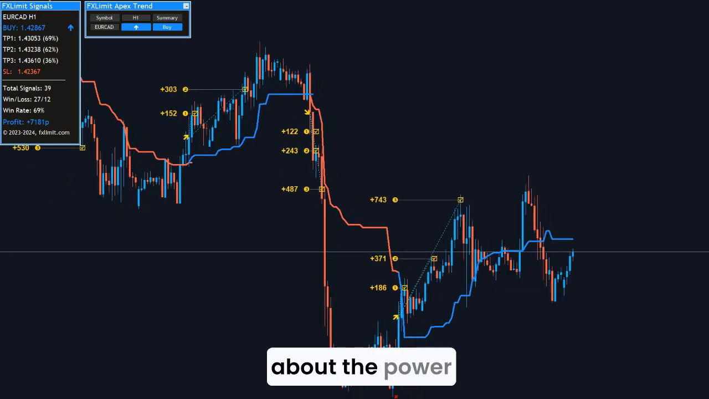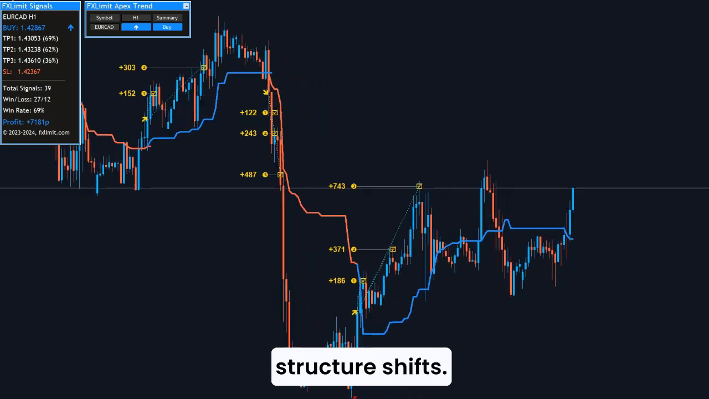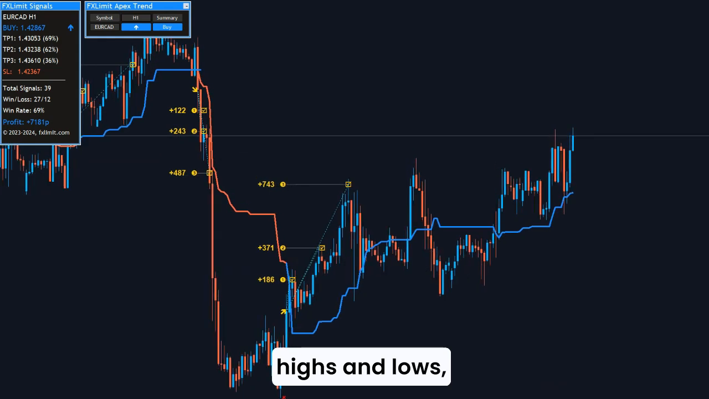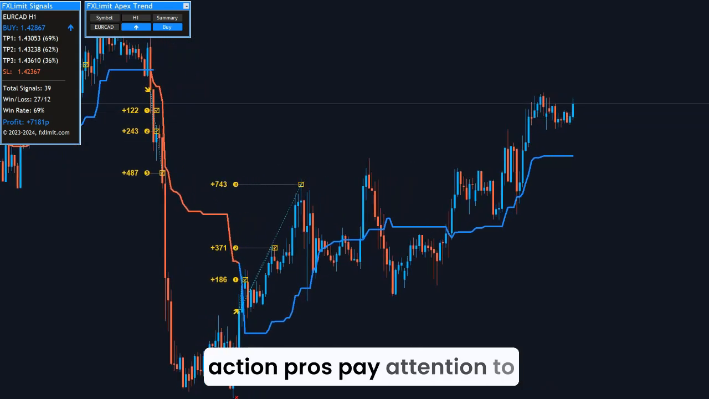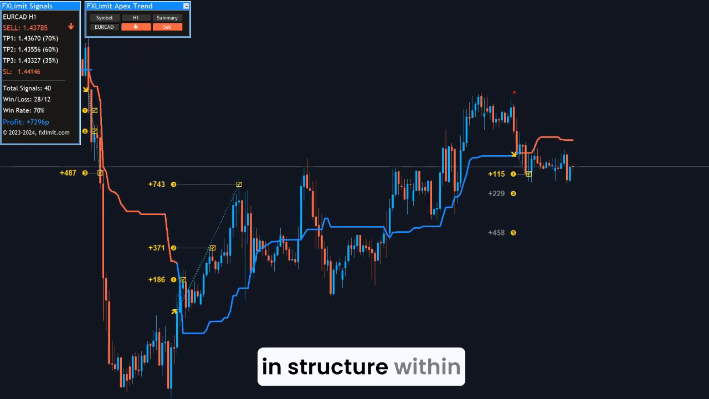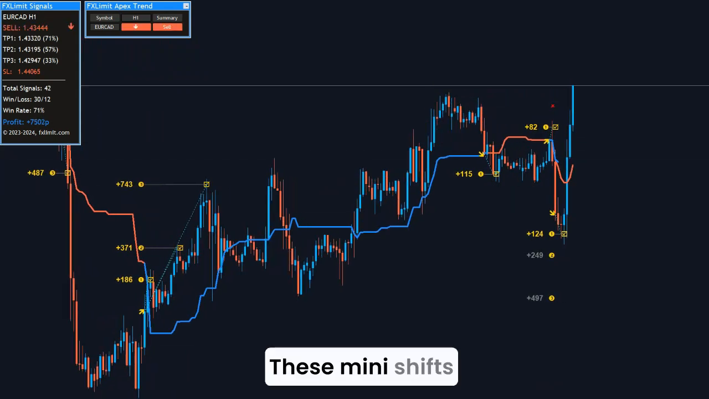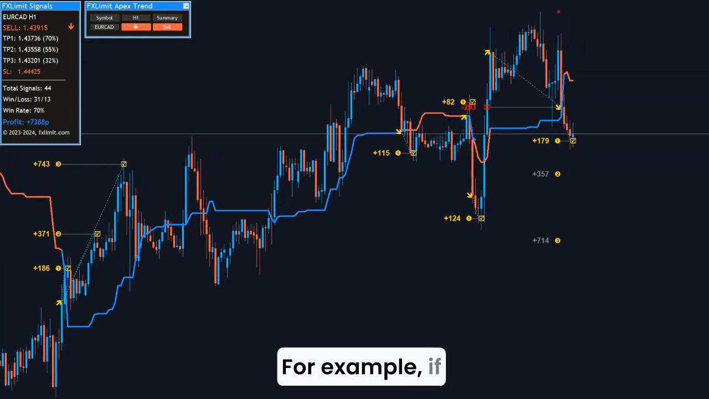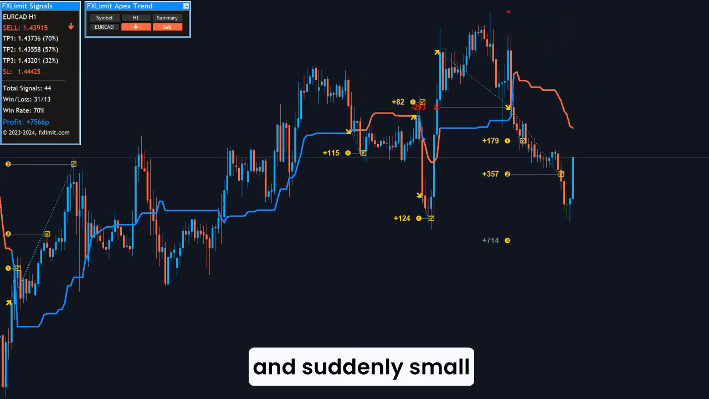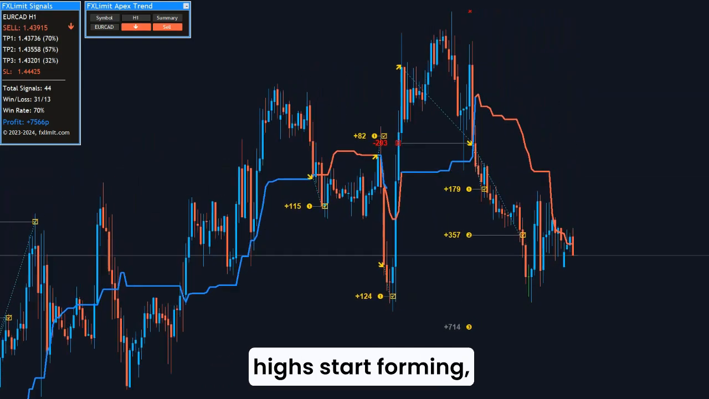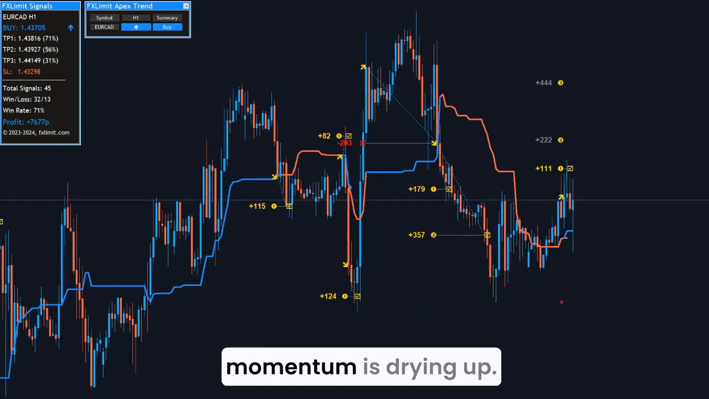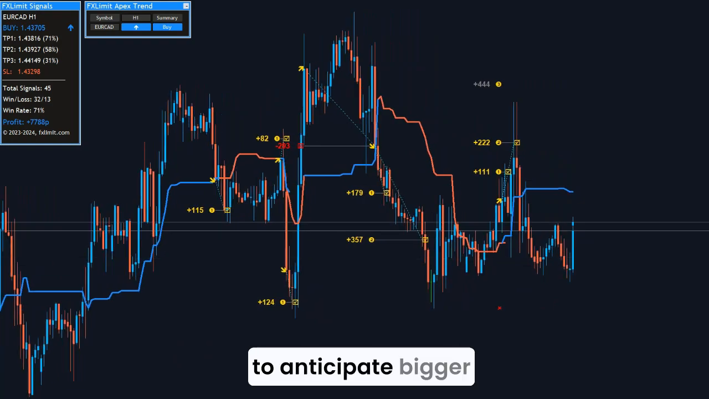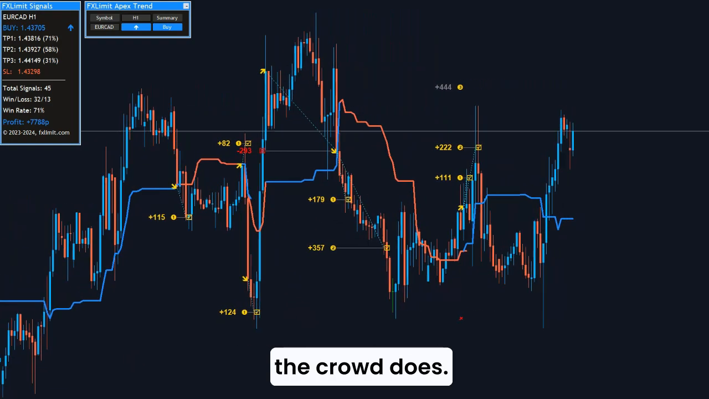Second, let's talk about the power of internal structure shifts. Most traders recognize the obvious highs and lows, but real price action pros pay attention to smaller breaks in structure within a trend. These mini shifts often happen before a major move. For example, if you're in an uptrend and suddenly small lower lows and lower highs start forming, it could signal that momentum is drying up. Being able to read these small internal breaks allows you to anticipate bigger changes before the crowd does.